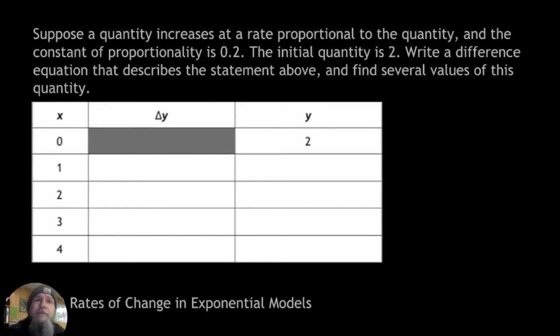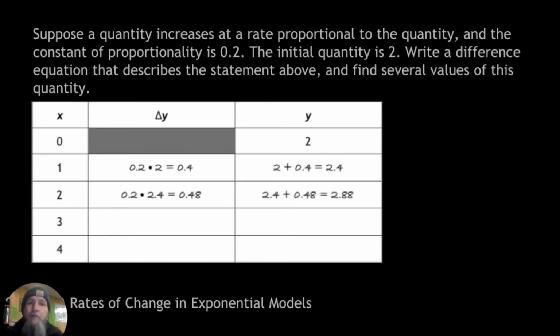So, suppose a quantity increases at a rate proportional to the quantity, and the constant of proportionality is 0.2. If the initial quantity is 2, write a difference equation that describes the statement above and find several values of the quantity. Okay? So 2, the change in y is 0.2 times 2, or 0.4. So y is 2.4. The change in y is 0.48 from 2.4. We add that to 2.4, we get 2.88.